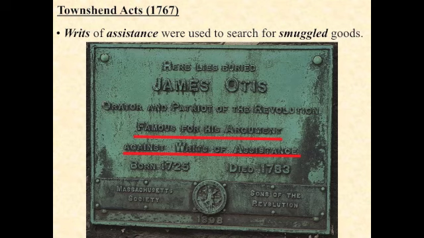Not only did the Townshend Act place taxes on things like tea and paper, but it also allowed British troops to basically search your house for smuggled goods. And instead of needing a search warrant, the only thing that they needed were the writs of assistance. So if they suspected you were having some smuggled goods or you were involved in the black market, then they were going to go ahead and search your house without any questions.